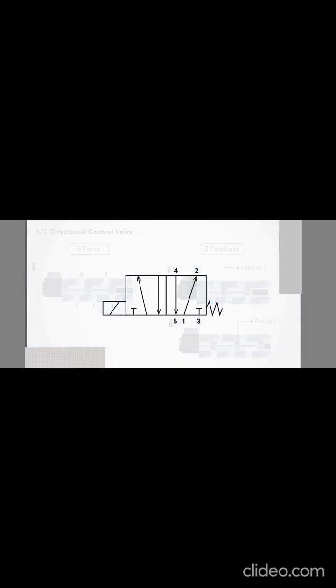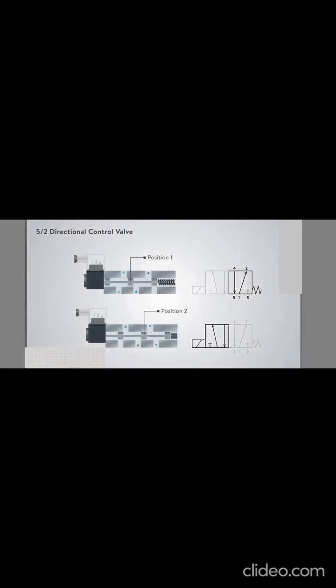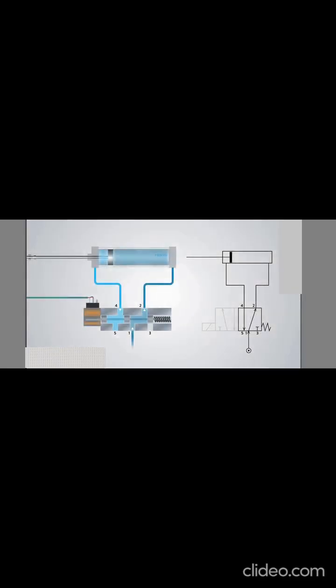Reading and interpreting the symbols may seem a little bit challenging sometimes. For instance, this directional control valve has such a symbol. Each square in the symbol represents a position or state. And in each state, some arrows show the path that air can flow through on that specific position.